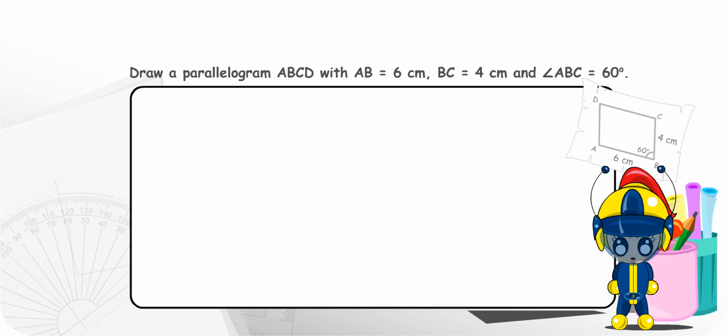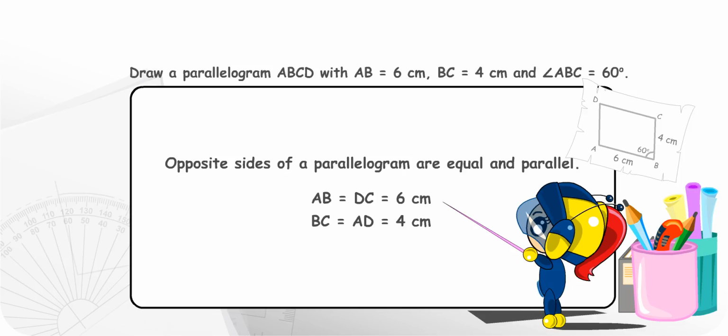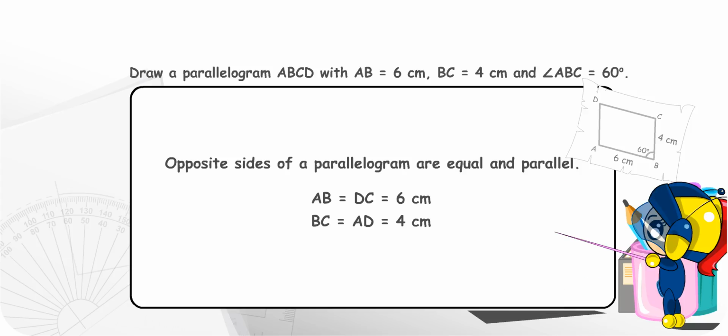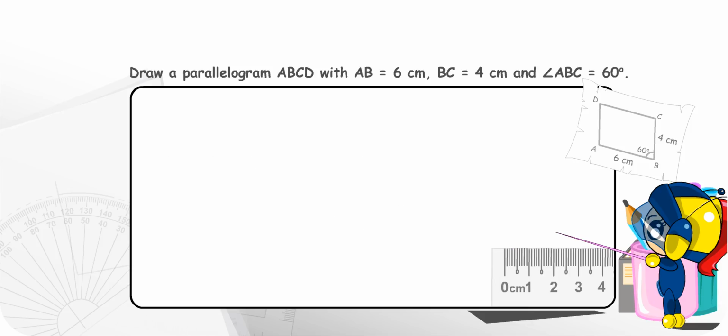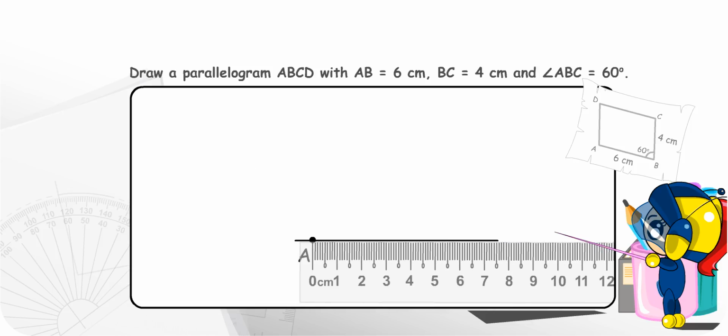I know that the opposite sides of a parallelogram are equal and parallel. As such, AB equals DC, which is equal to 6 centimeters. BC equals AD, which is equal to 4 centimeters. The steps are as follows. Step 1. Draw AB equal to 6 centimeters with a ruler.